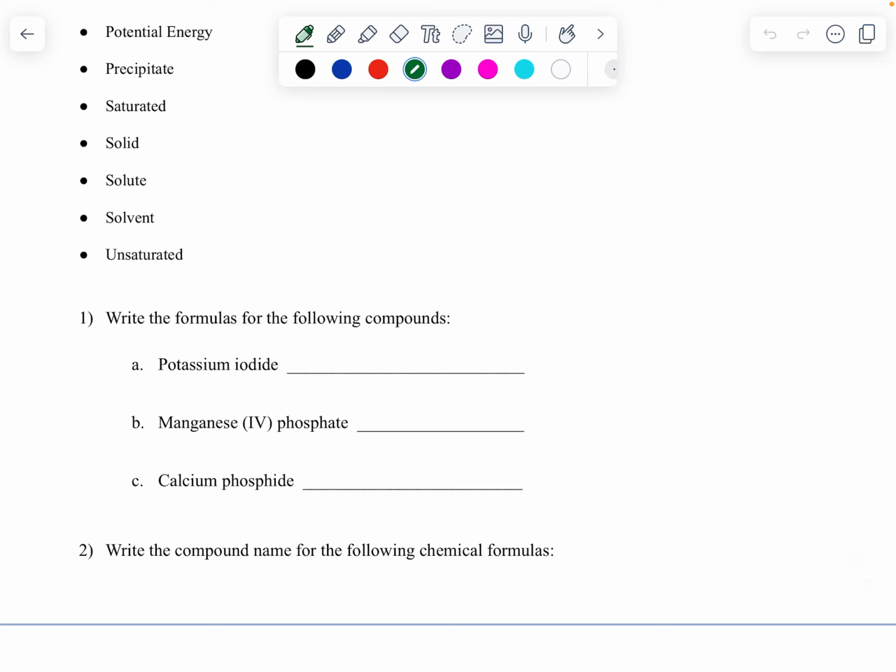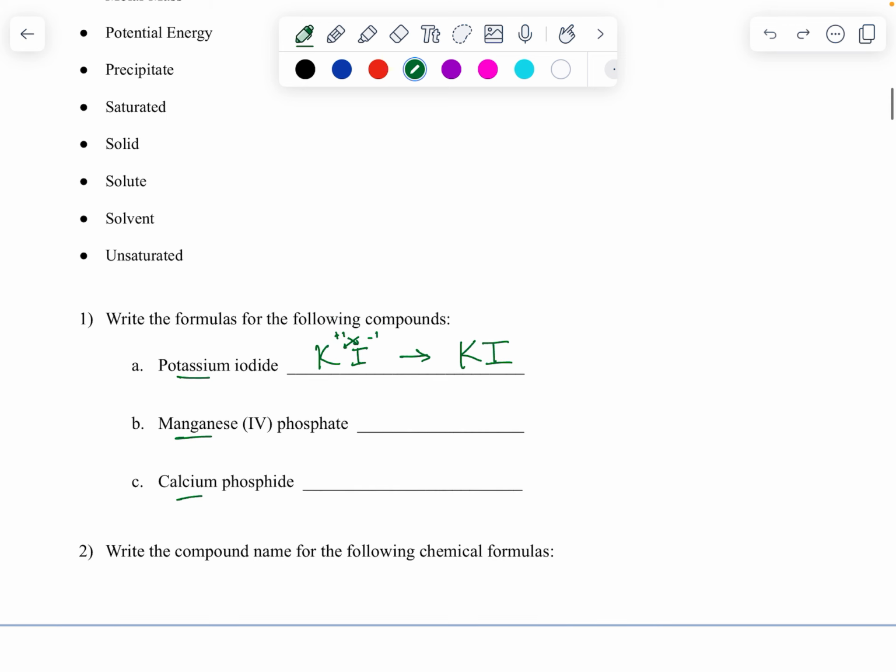Write the formulas for the following compounds. They are all ionic compounds because they are all starting with metals. Manganese is a transition metal, and remember those Roman numerals tell us the charge of that particular ion for that metal. So potassium's a +1 charge, and iodine is a -1. So you crisscross those charges and you get just KI, and you only need one of each to balance out. And remember, the charge total has to equal 0. They have to cancel each other out.